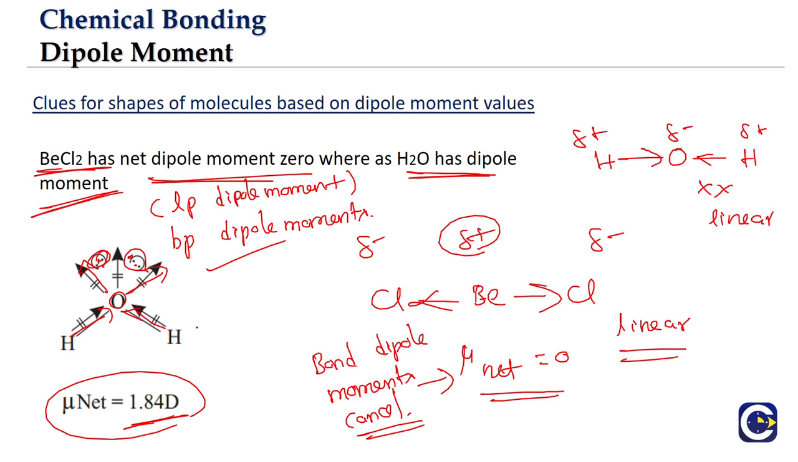That will mean that the dipole moments are not actually cancelling each other. So this is what we will be able to know from the dipole moments of the molecule. So this will give us some kind of a clue, or rather understanding, into the shapes of the molecules.